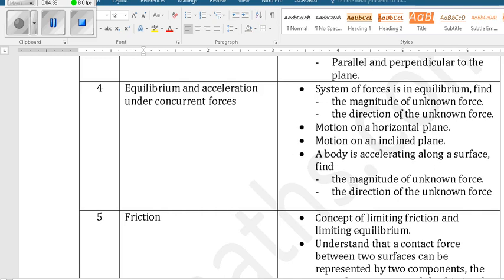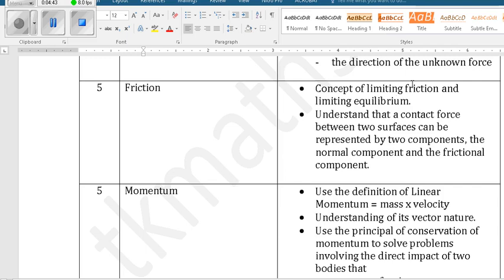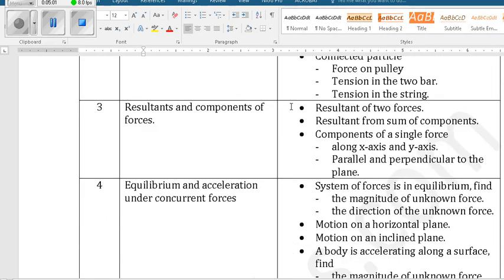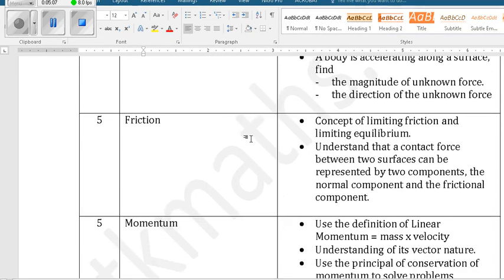These types of questions are mostly merged with other concepts. Friction, limiting friction, limiting equilibrium, friction between two surfaces. Again, you have to resolve forces if it is on a plane or something. So this concept of resolving forces and finding the components of forces is applied in almost every single question, every second question.